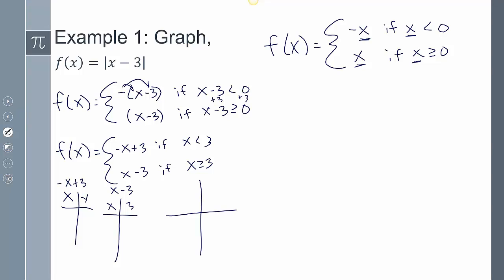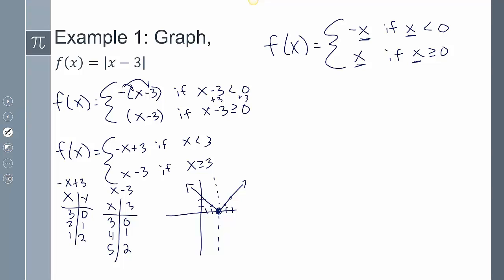Picking values, I can do 3, 2, 1. If I plug in 3, I get 0. If I plug in 2, I get positive 1. If I plug in 1, I get 2. And on this one, picking values 3, 4, 5, because I know that this is where it's going to change graphs. Plug in 3, I get 0. Plug in 4, I get 1. Plug in 5, I get 2. So graphing these, at 3 it's 0, at 2 it's 1, and at 1 it's 2. And then at 3 it's 0, at 4 it's 1, and then at 5 it's 2. And so I have my absolute value function there.